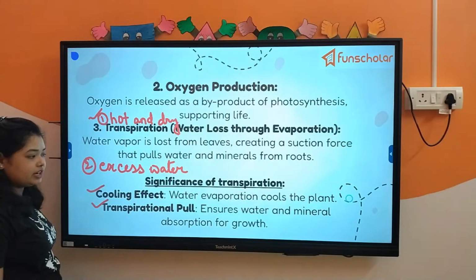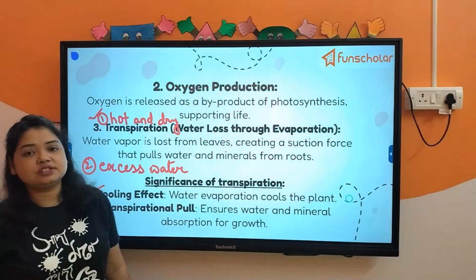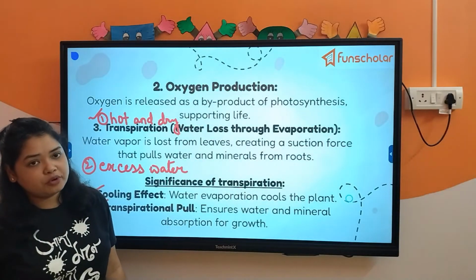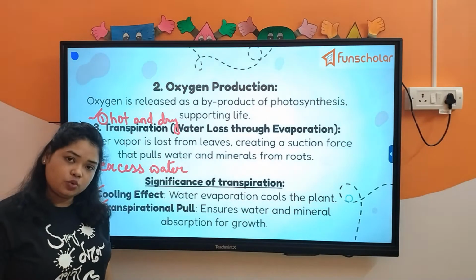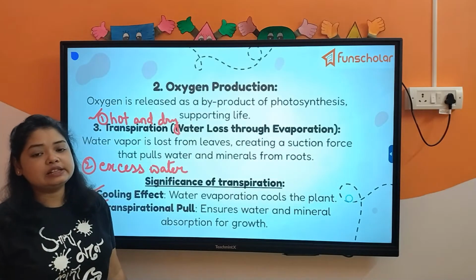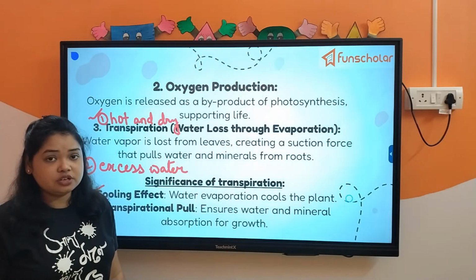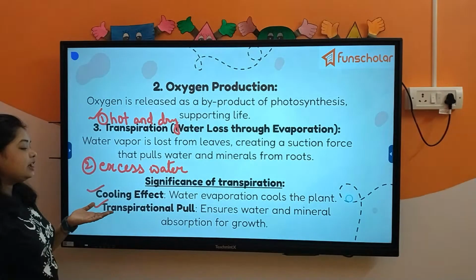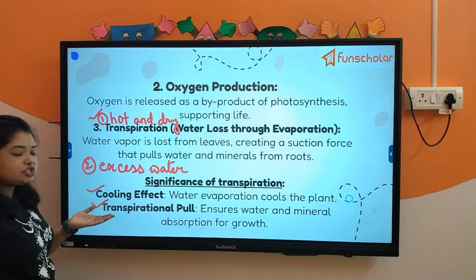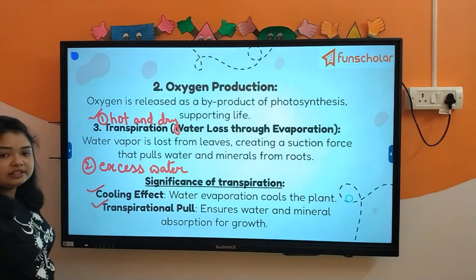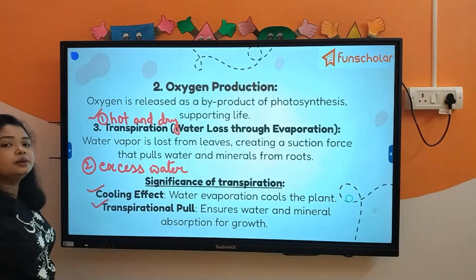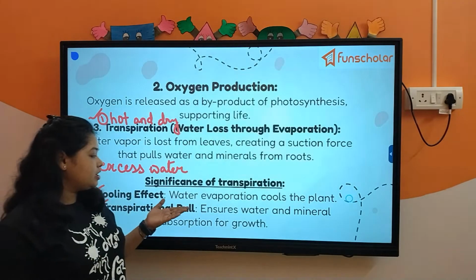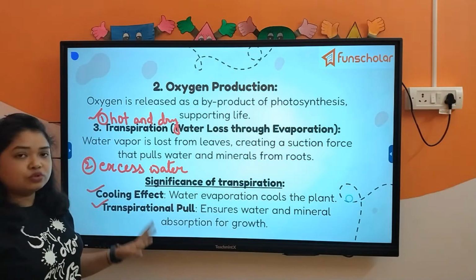One is the cooling effect, just like the sweating process of the humans. Whenever we sweat and the sweat evaporates, the body temperature cools down. So it actually helps in the thermoregulation of the body. In a similar manner, the cooling effect of the transpiration process helps to maintain this thermoregulation in the plant body. When water evaporates, the temperature of the plant body cools down.